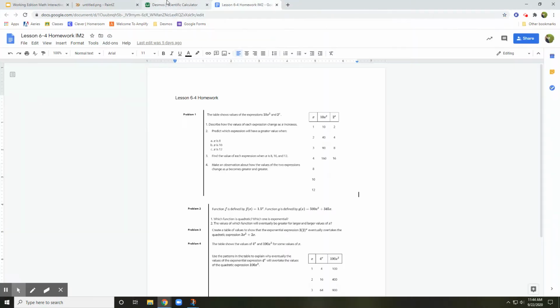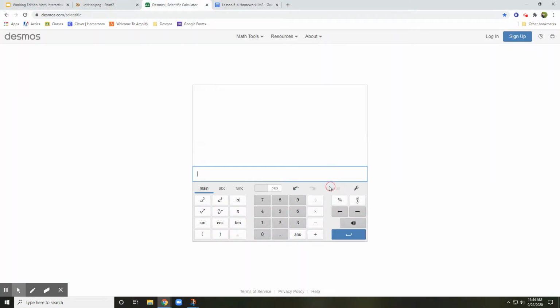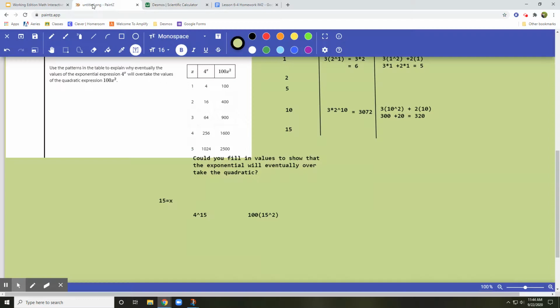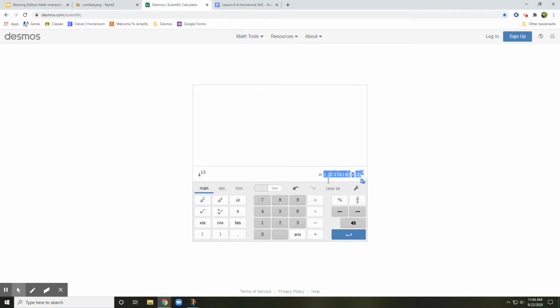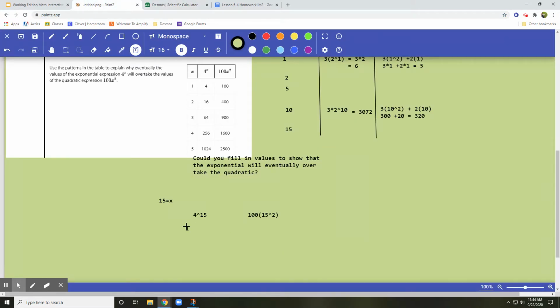Close that. So 4 to the power of 15. Haha! That's a 1 with 9 zeros behind it. I'm going to estimate that. So we're going to have approximately 1.07, so 9 zeros. 1, 2, 3, 4, 5, 6, 7, 8, 9 zeros behind it.